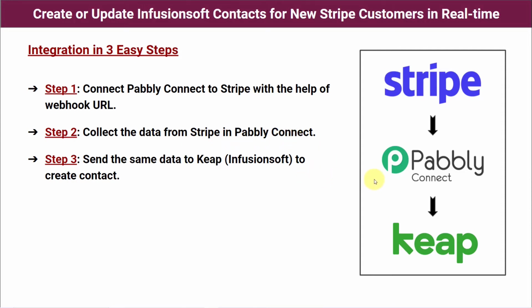Okay. So in the second step, we'll bring the data of the customer that we have added here in the customers list in Stripe to here in Pabbly Connect. And in step 3, we'll send the same data to Keap or Infusionsoft to create a contact. So the data of the customer which we have collected here in Pabbly Connect, we are going to send to the Keap application and we will create a new contact there. Okay. So first of all, let's jump back to our step 1 and open Pabbly Connect.